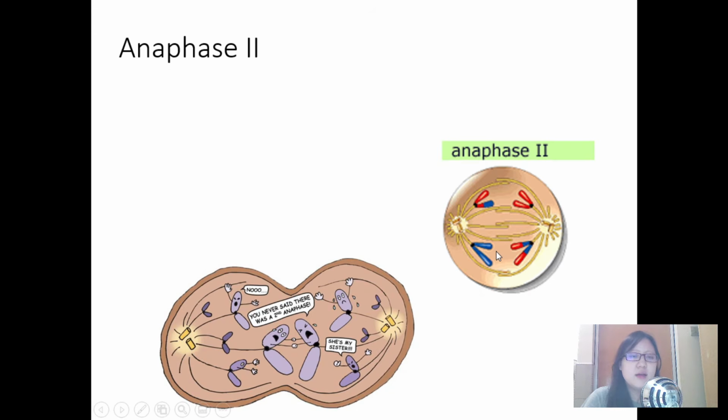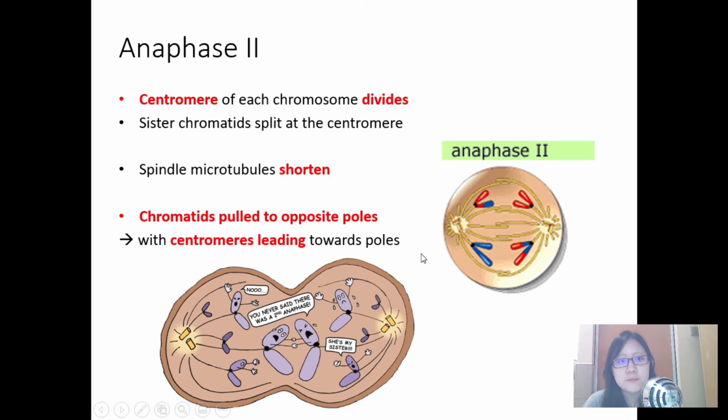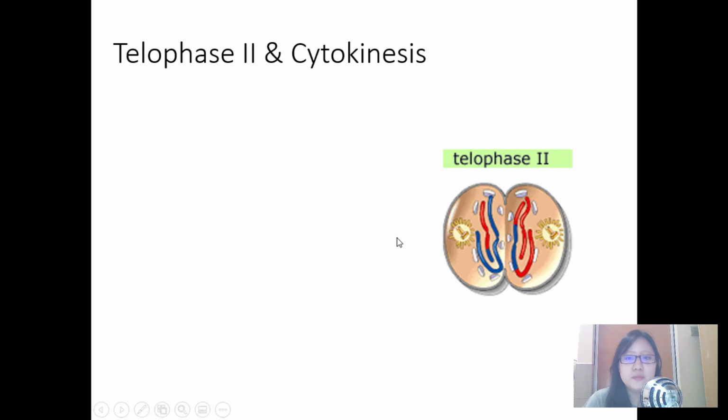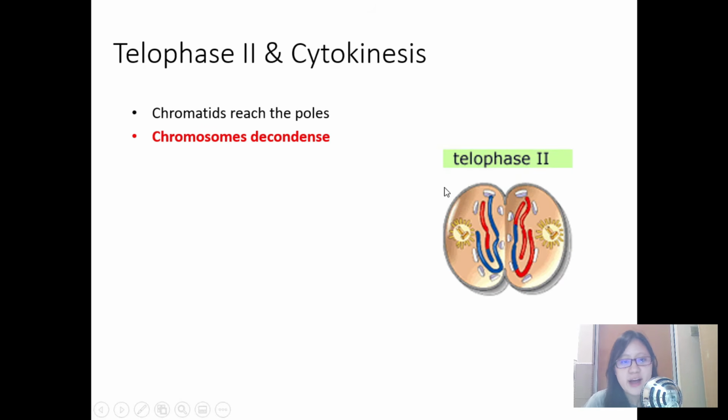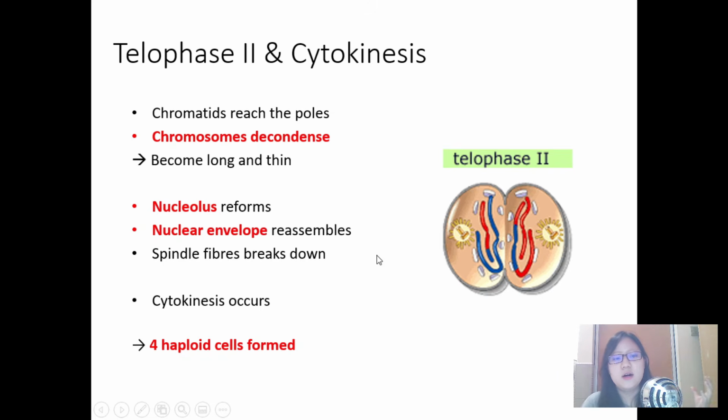Now again, anaphase 2 and telophase 2 are very similar to mitosis. You expect the centromere to divide and the chromatids to be pulled to opposite poles. And in telophase 2, you expect the chromosomes to decondense completely, the nucleolus and nuclear envelope to reform, and spindle fibers to break down, and in the end cytokinesis occurs.